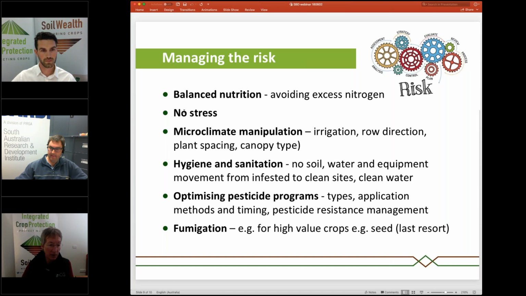Now stress is as bad for plants as it is for us. So any heat, cold, or any other stresses will make them more prone to soilborne diseases. There is a little bit of microclimate manipulation possible, especially if you use plant spacing or canopy type. In beans, the canopies that seem to get floppy are certainly more prone to sclerotinia.